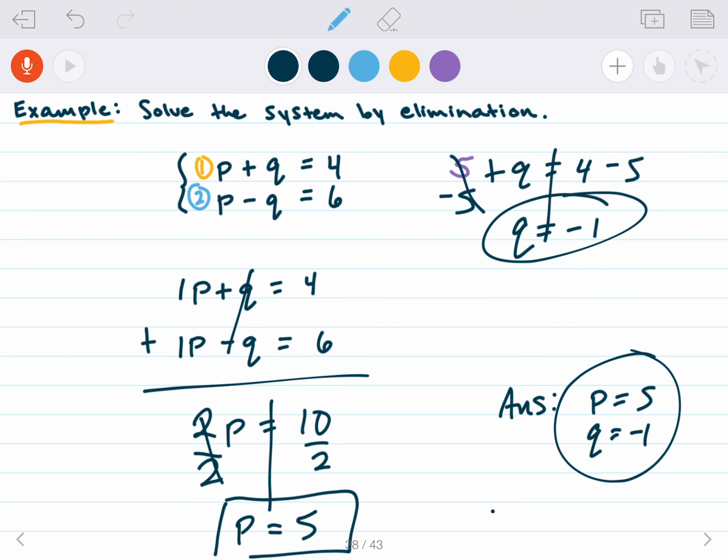This is where they intersect. Again, these are lines, guys. The p and the q, even though they're weird variables, you can still think of them as x's and y's.